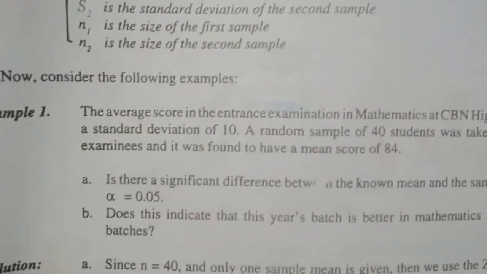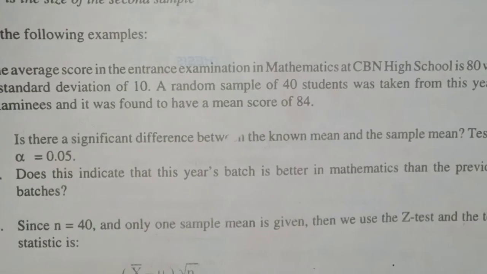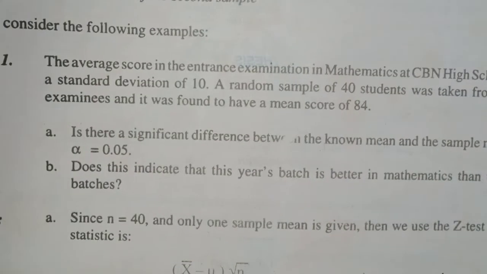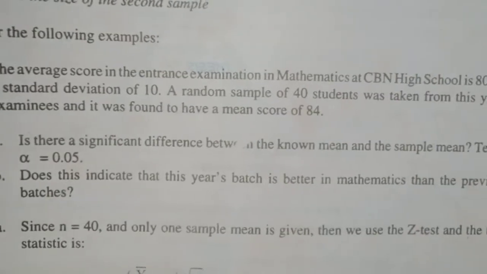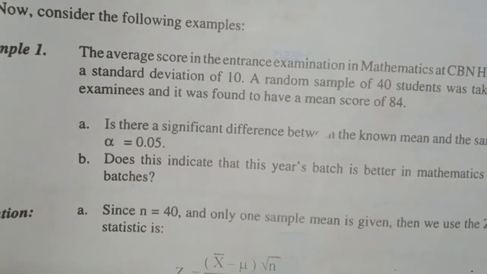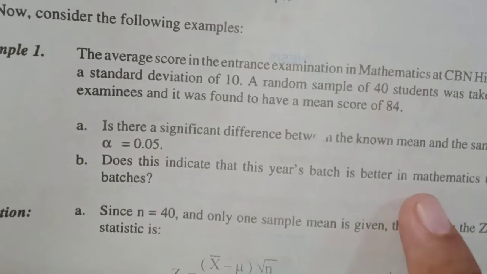So, baka meron pa tayo dito example na isa pa. Ayan, meron pa nga. Ito naman. So, the average in entrance examination in mathematics at CBN High School is 80 with standard deviation of 10. A random sample of 40 students was taken from this year's examinees, and it was found to have a mean score of 84.